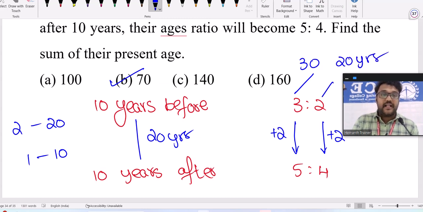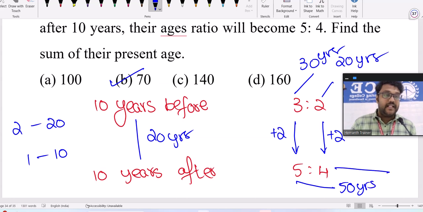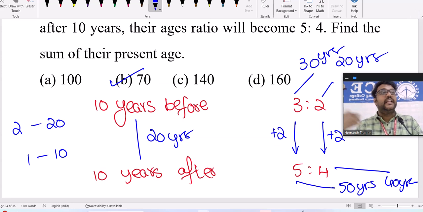So 10 years ago, the ages are 30 and 20. Present is 40 and 30. 40 plus 30, 70, that's it. Or 10 years after, the ages are 50 and 40. 10 years after 50 and 40, present will be 40 and 30. 40 plus 30 is 70. So answer 90, answer 50, no. 50 is 10 years before. Sum of their ages 10 years before is 50. Present they are asking. This is one method, a different way of solving the question.